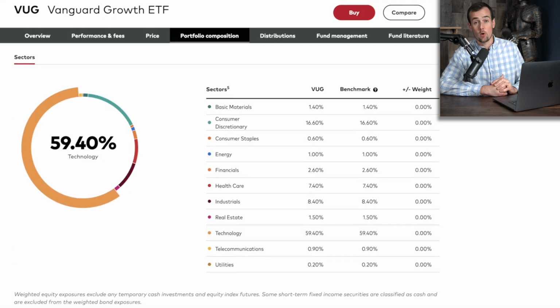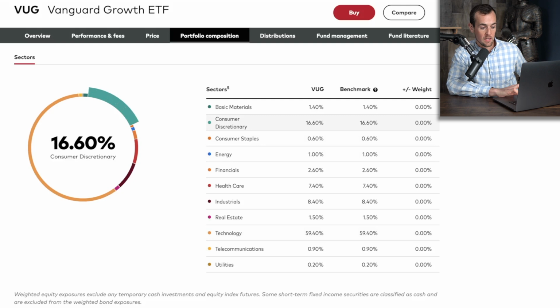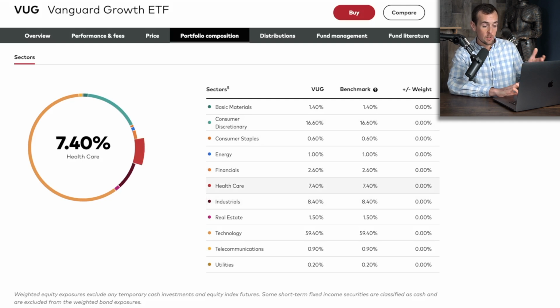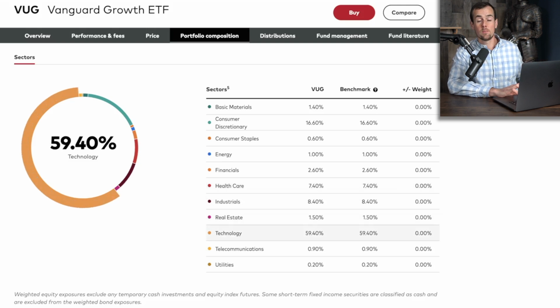This is going to show us the overall sector exposure, and this is heavily concentrated into technology. 59.4% of the entire fund is in tech. The next largest component here is consumer discretionary at 16.6%, and that is going to be followed by industrials at 8.4%, healthcare at 7.4%, and so forth. The main thing you want to be aware of here is just how much of your money is going into tech, and that is because that is going to be most of the large growing companies in today's economy because of how tech focused everything has become.